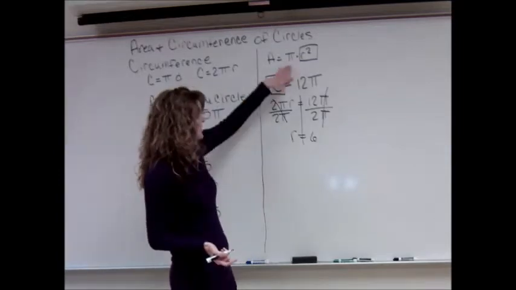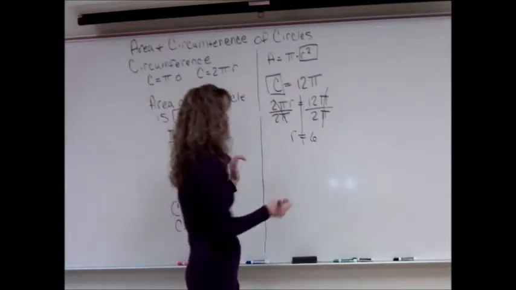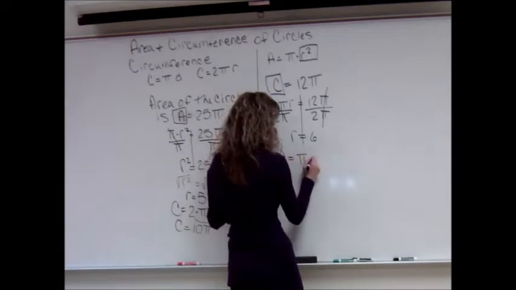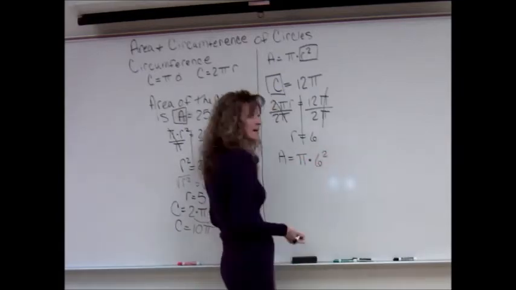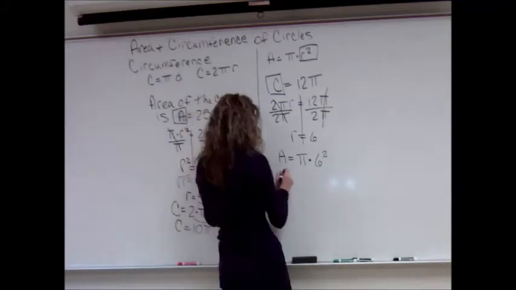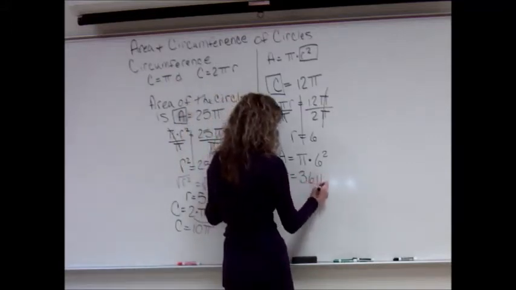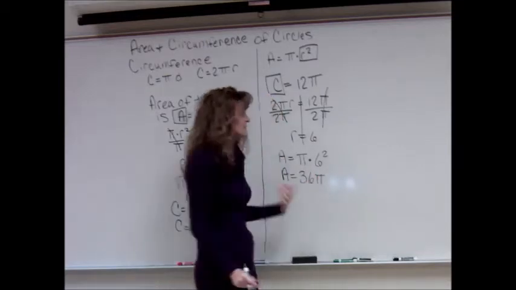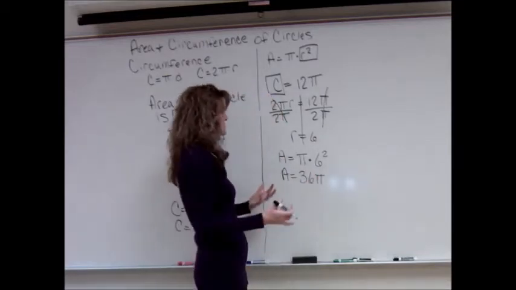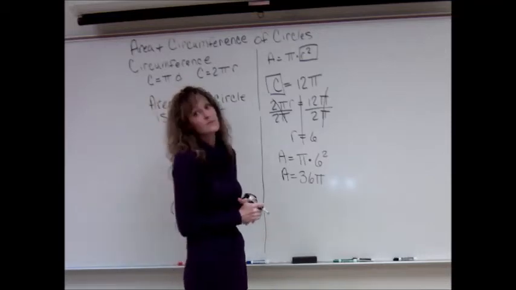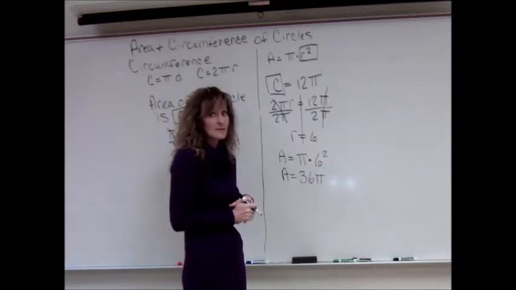We need to find the area of the circle now that we have the radius. So the area of the circle is pi times the radius squared, so pi times 6 squared. 6 squared is 36, so the area is 36 pi. And it's that simple. You're just plugging numbers into the formula. Sometimes we have to work backwards from the formula. Take really good notes. If you have any questions, make sure that you bring them to class tomorrow.